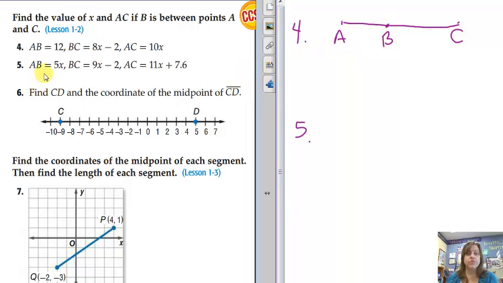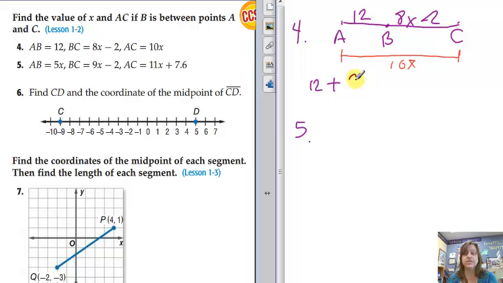We know that number 4, the distance from A to B is 12, and the distance from B to C is given to us as 8x minus 2. All the way across from A to C, they tell us is 10x. So we need to set up an equation to show this relationship. Let's write it as the distance from A to B, which is 12, and add it to the distance from B to C, or 8x minus 2, set equal to 10x, the full length.